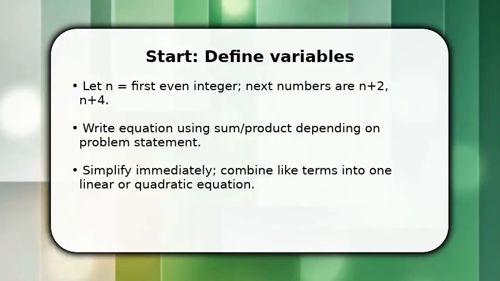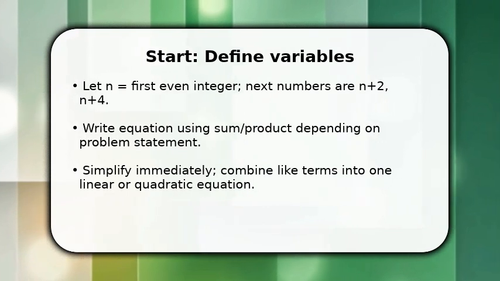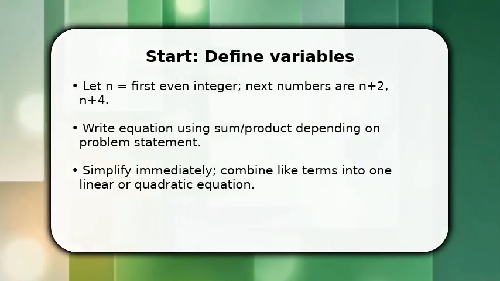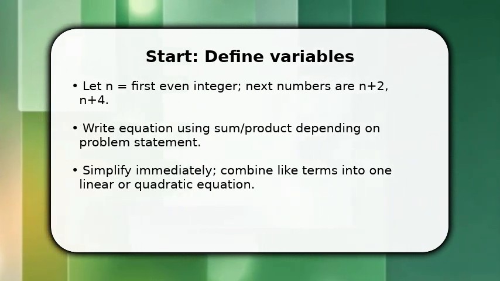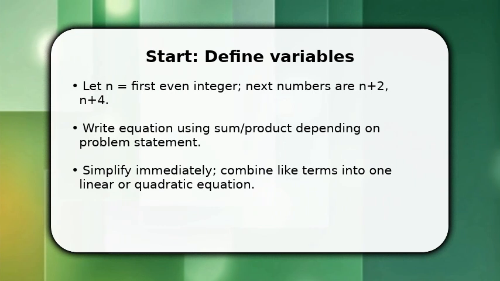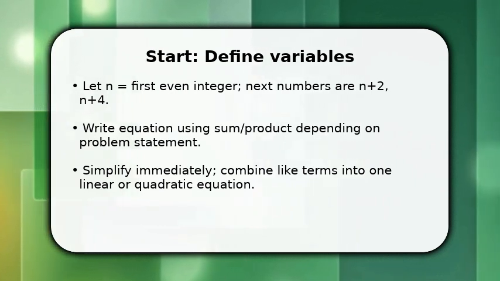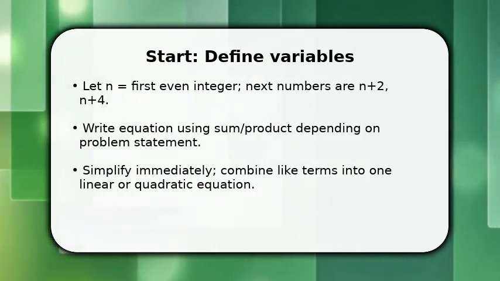You begin by choosing a variable. Let n equal the first consecutive even number, so the next ones are n plus 2, n plus 4, etc. Once set, translate the word problem into an equation. For example, sum equals n plus 2 or product equals n plus 2.